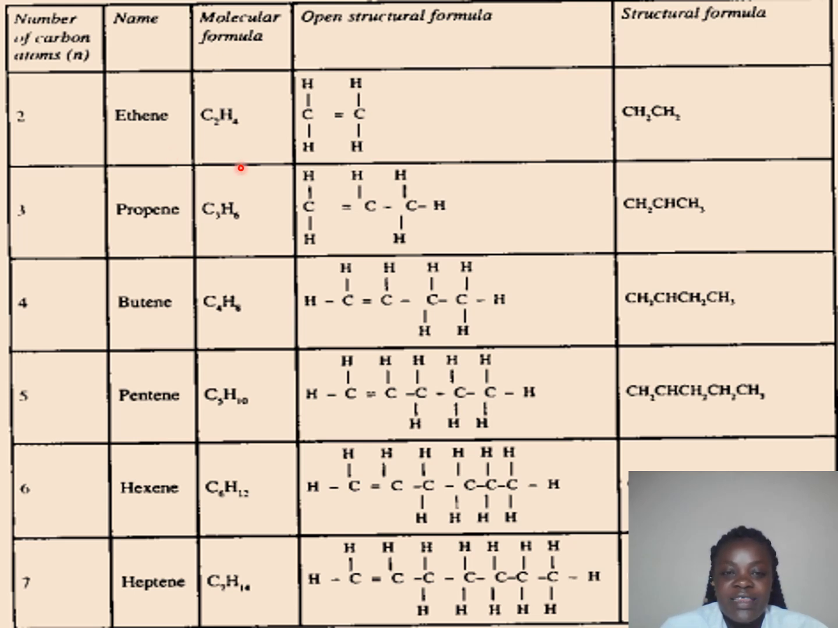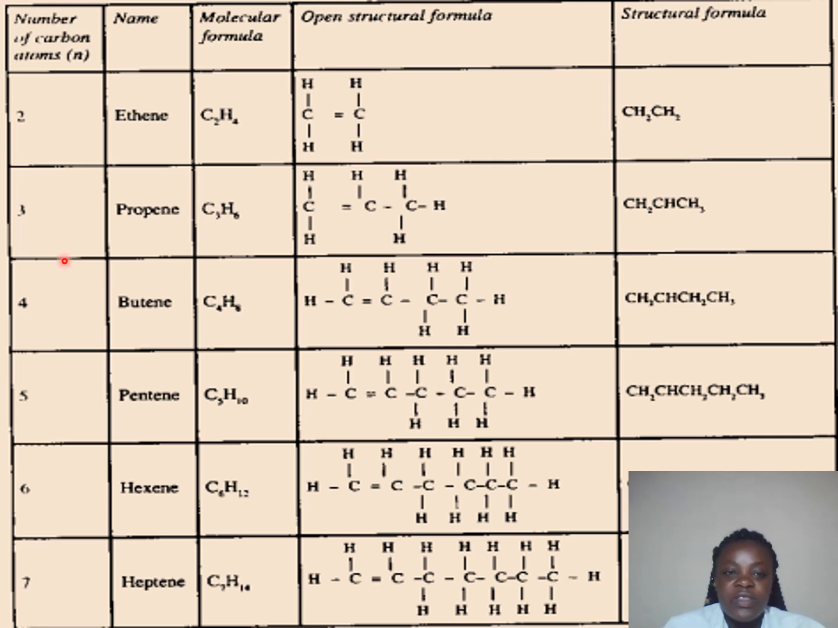So that is an ethene. Its molecular formula is C2H4. That is the molecular formula, or what we call the general formula. Then this is the open structure. You can see that the carbon-hydrogen is a single bond. Then a carbon and a carbon are connected by a double bond. Then this is also the structural formula.